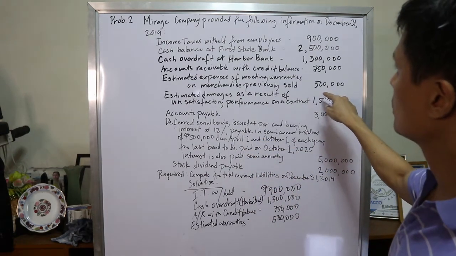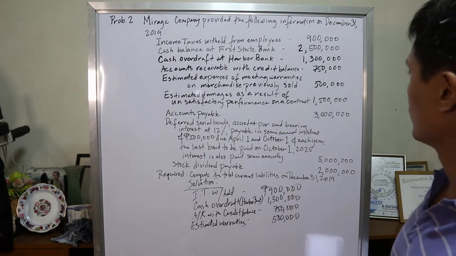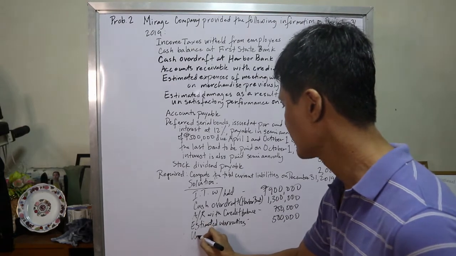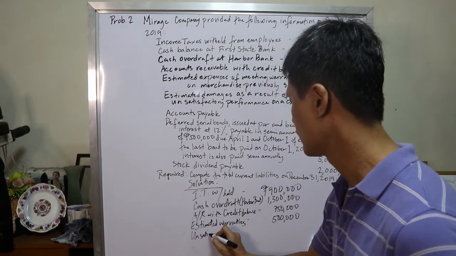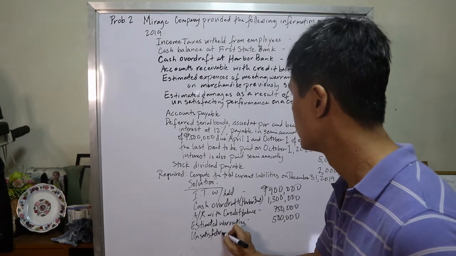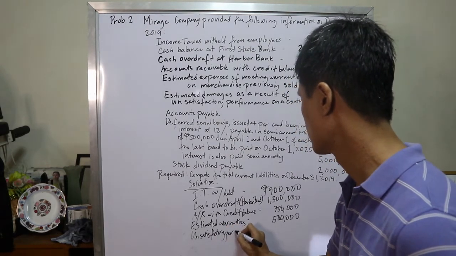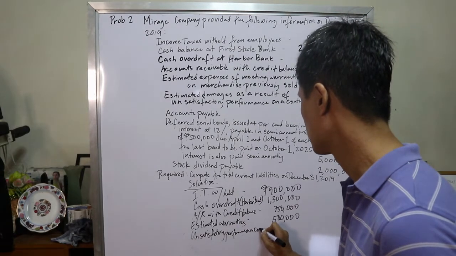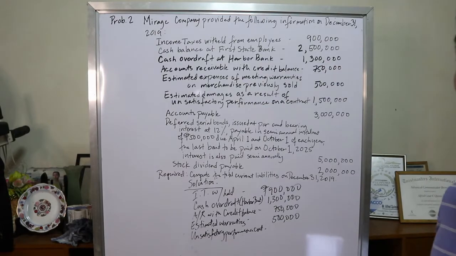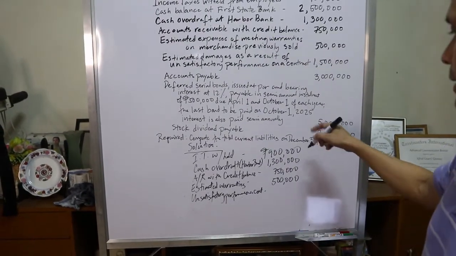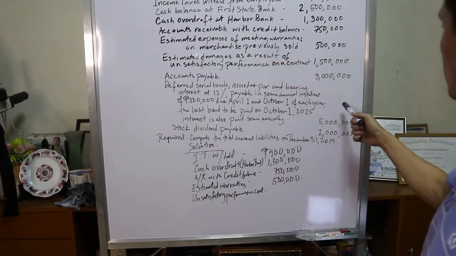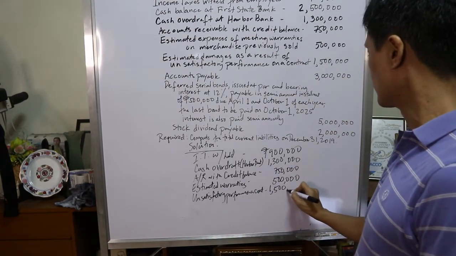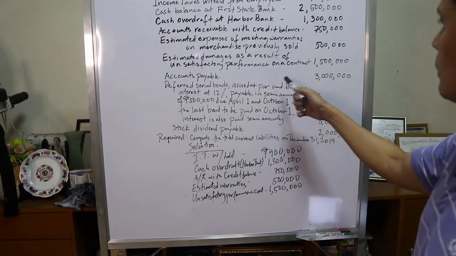And then ano pa ba? So dito na tayo. Unsatisfactory performance on a contract, that's 1.5 million. Okay, on a contract. So, lagay natin siya dyan. So this would be 1,500,000 pesos. So, ano pa?